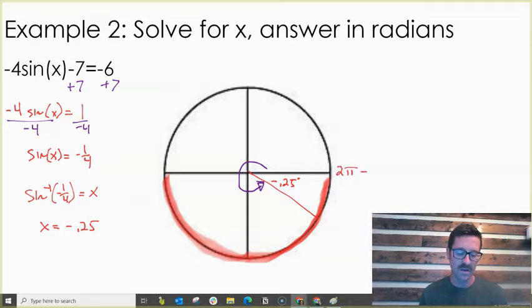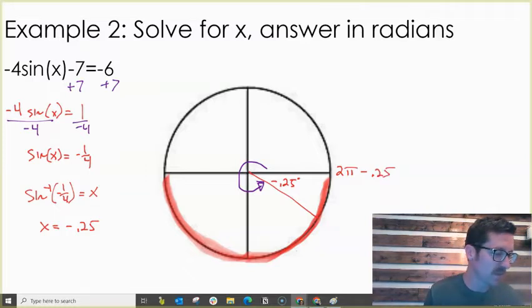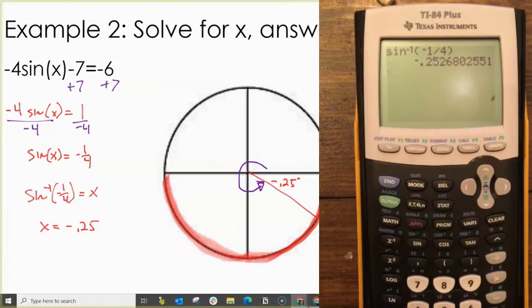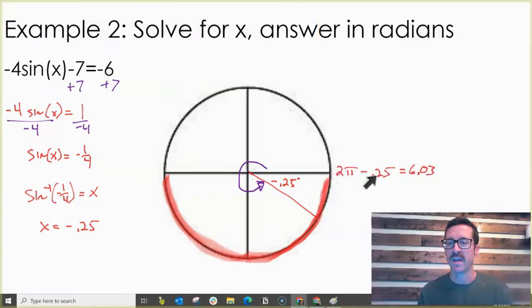And we're taking away 0.25. And if I punch that into the calculator, you should get 6.03. Because we know this is roughly 6.28. 2 times 3.14 is 6.28. And if we subtract our 0.25, this is going to give us our fourth quadrant solution to this. So there's one solution. That this angle right here in purple that I've illustrated in purple is 6.03 radians.